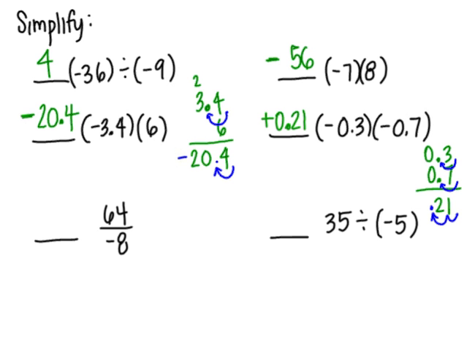The other two on the page are a little easier. We have 64 divided by a negative 8. They have different signs. Different signs tell me my answer is negative. This would be a negative 8. 35 divided by negative 5. They have different signs, so my answer is negative. 35 divided by 5 would give me 7, so my answer is negative 7.